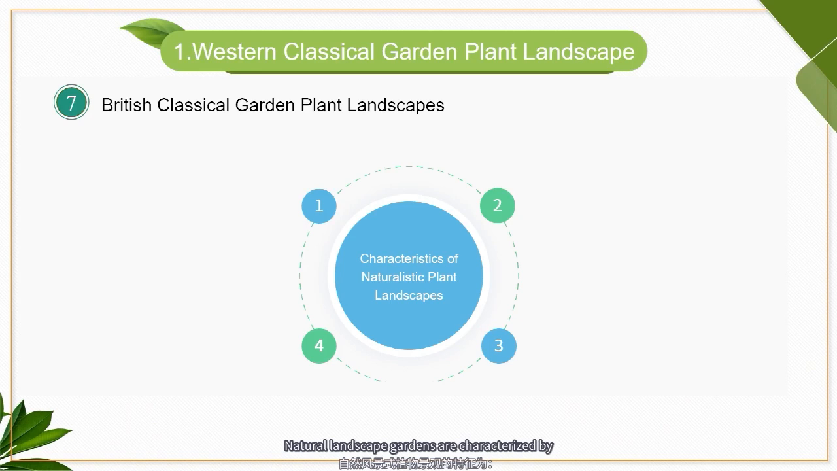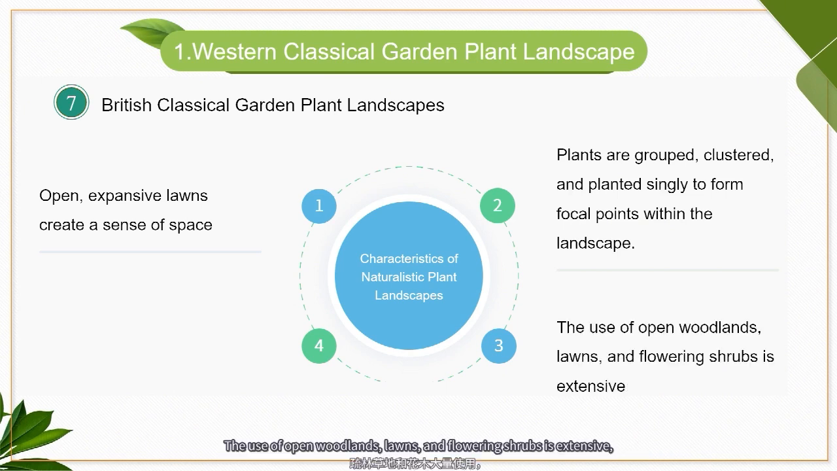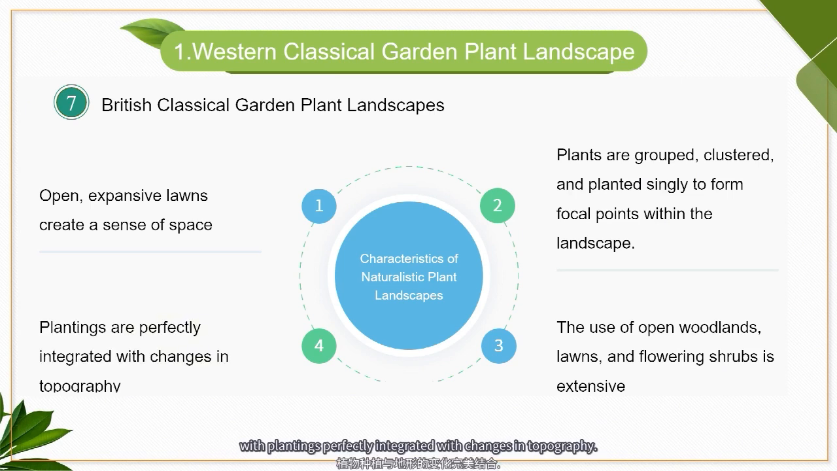Natural landscape gardens are characterized by open, expansive lawns that create a sense of space. Plants are grouped, clustered, and planted singly to form focal points within the landscape. The use of open woodlands, lawns, and flowering shrubs is extensive, with plantings perfectly integrated with changes in topography.